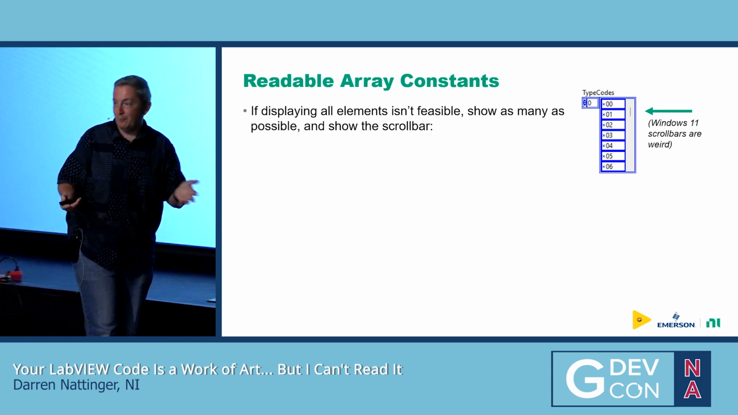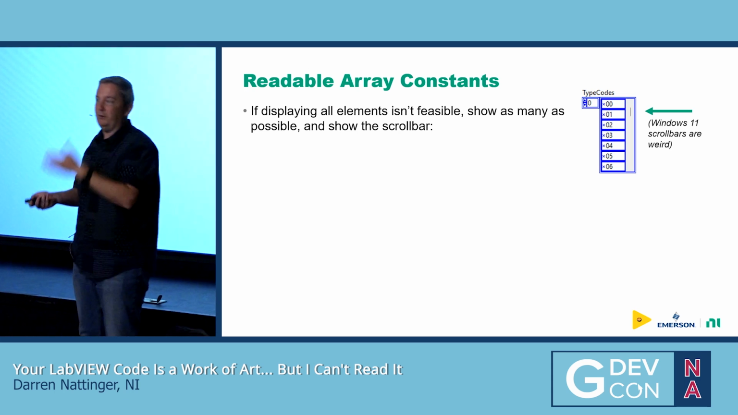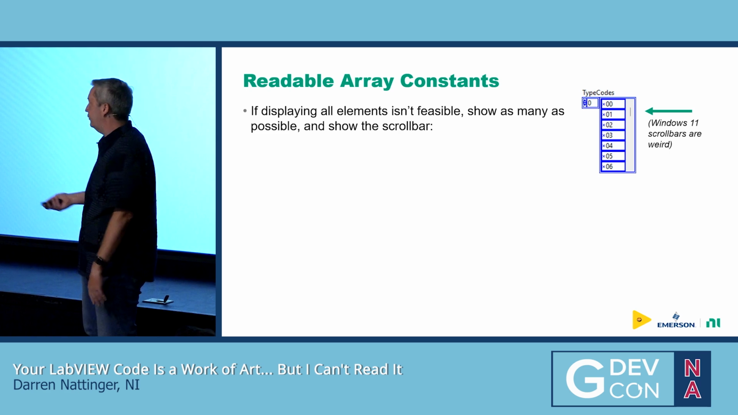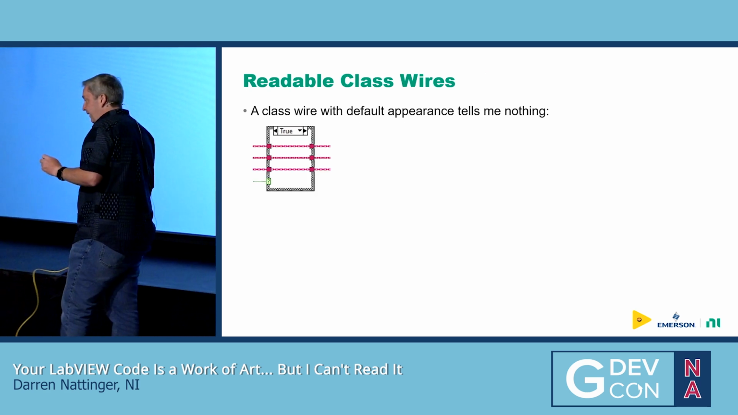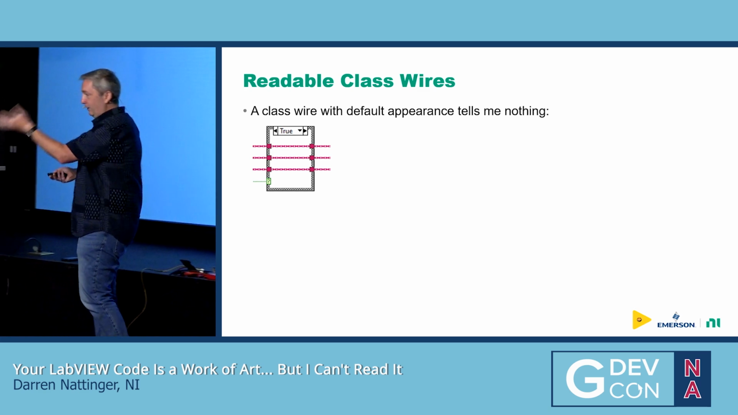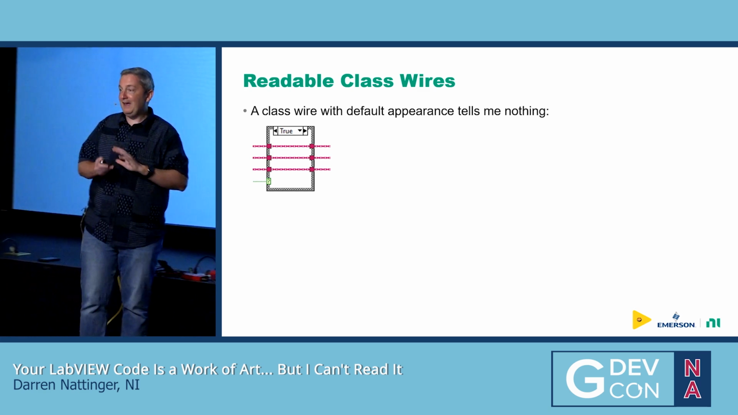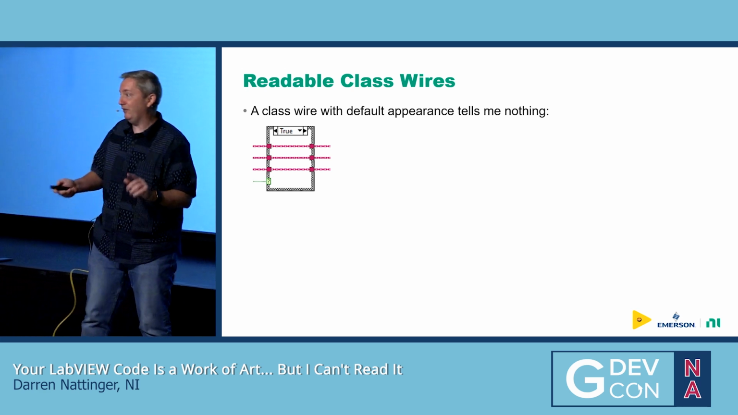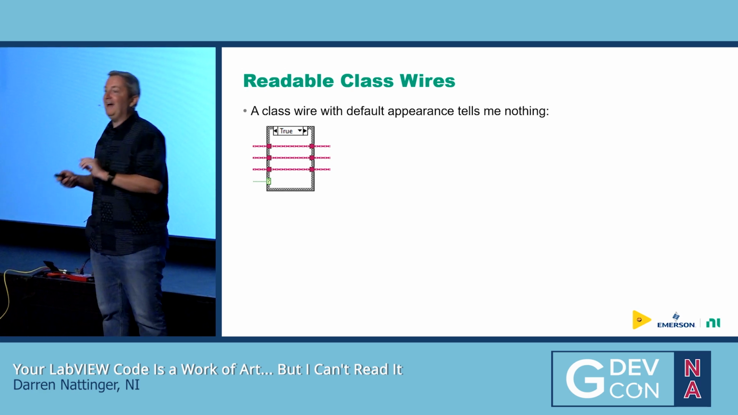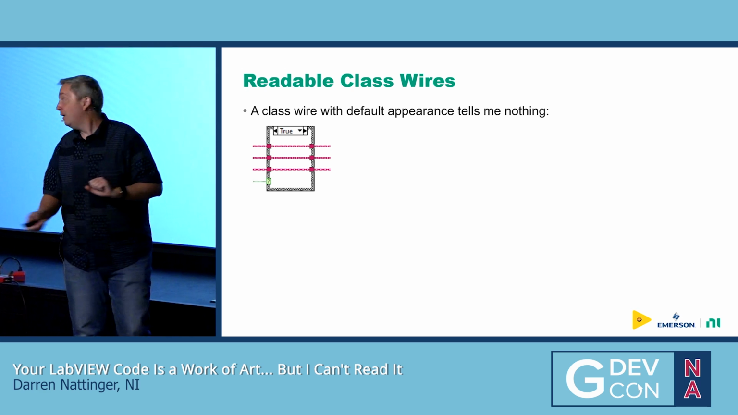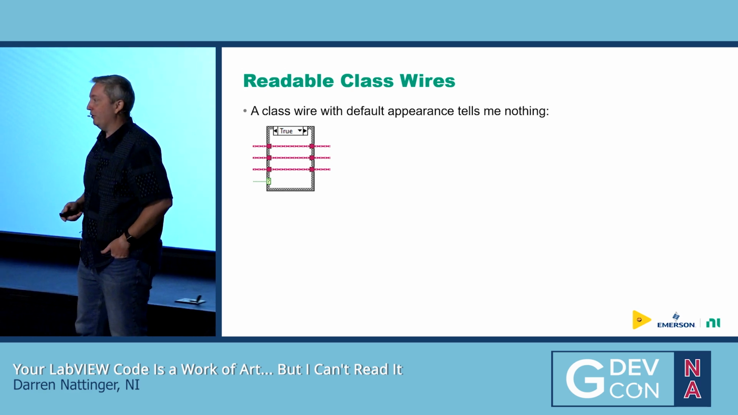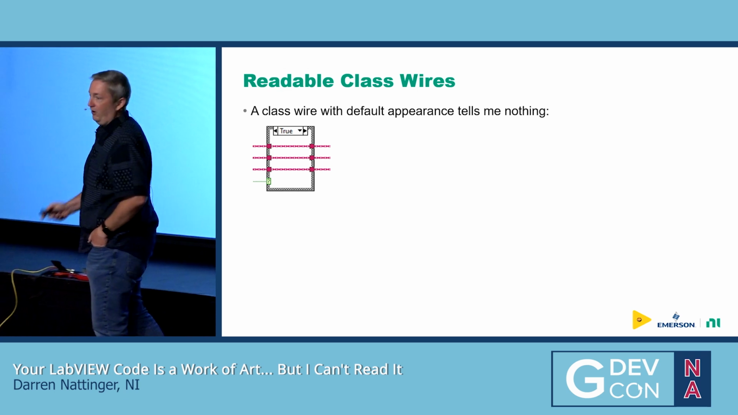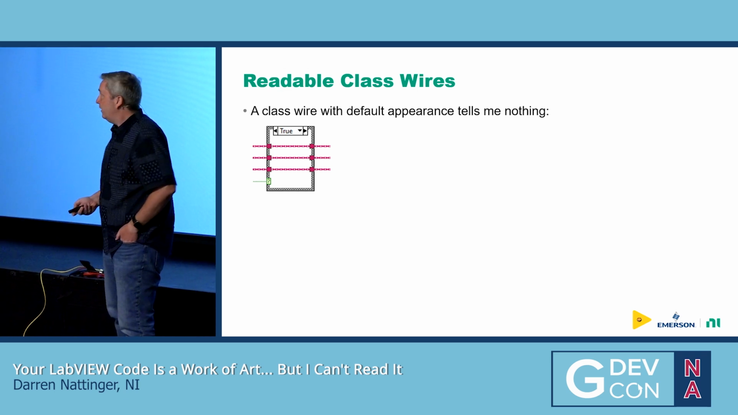But yes, if you have a bunch of array elements, just show the scroll bar so we know, okay, there's some more stuff that I need to scroll here. All right, let's talk about readable class wires. Even though Hunter apparently didn't believe me, I have never, ever made a class that used the default red color. I always change the color because that is an unreadable diagram. That is a diagram that tells me that there are 3 classes on it, and that's all I know, and I need to know way more.